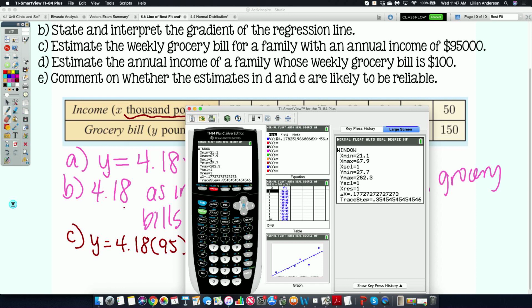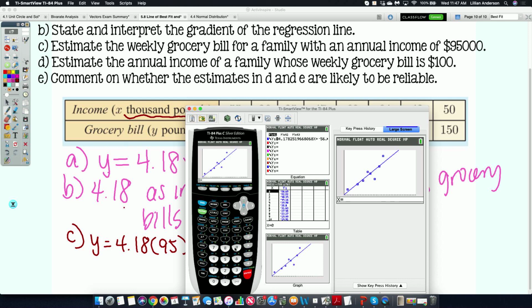Does everybody understand that? Okay, so if I wanted to, I can adjust my X max to, let's just say 100. So when I graph it, it opens it up a little bit wider. And that kind of also lets me know that 95 would be an extrapolation. So then I can go to second trace, option 1, and then I can type in 95. That's another option that you could do.